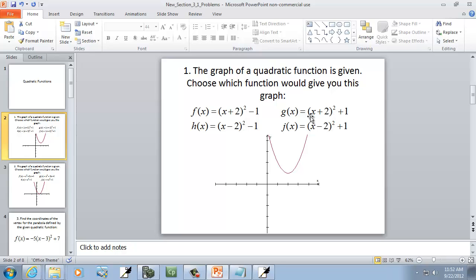So it's either going to be g of x or j of x. Now remember, if the number is inside with the x, it's left or right, opposite of what you think. This plus 2 means left 2. So this g of x would be left 2, up 1. Well, that's not where this is. Now the j of x. The minus 2 here, again, it's opposite of what you think. So that means right 2, up 1. So j of x is the match for this.